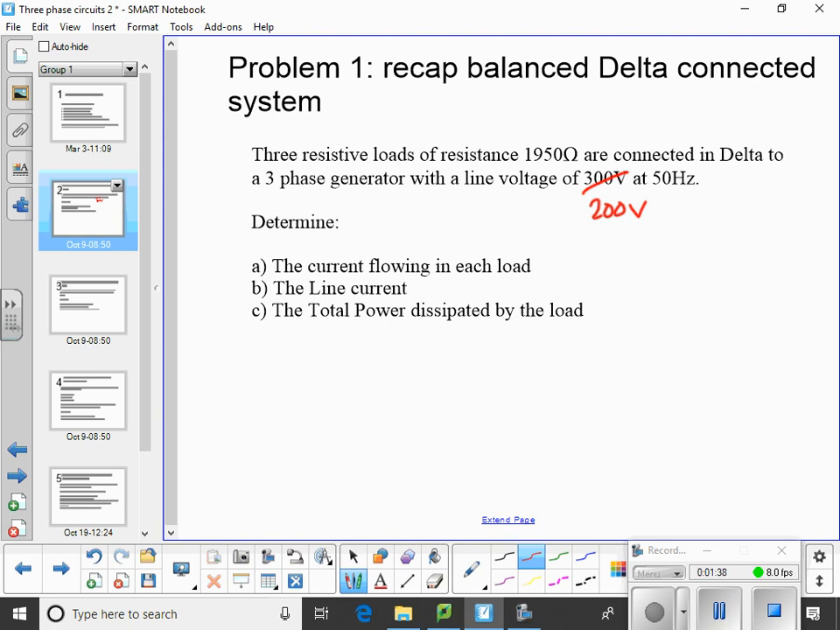So, three resistive loads of 1950 ohms connected in delta to a three-phase generator with a line voltage of 200 volts at 50 hertz. Determine the current flowing in each load, the line current, and the total power dissipated by the load. So the best way to start, as always, is with some kind of little circuit diagram for these kinds of problems. So we draw something up.